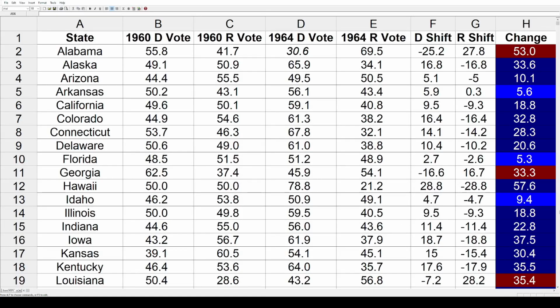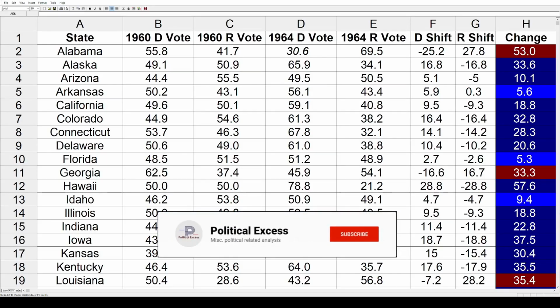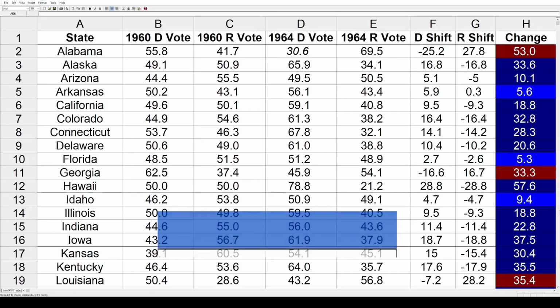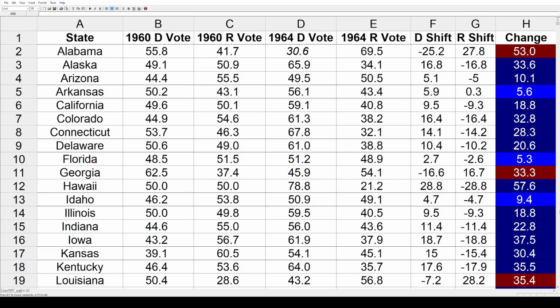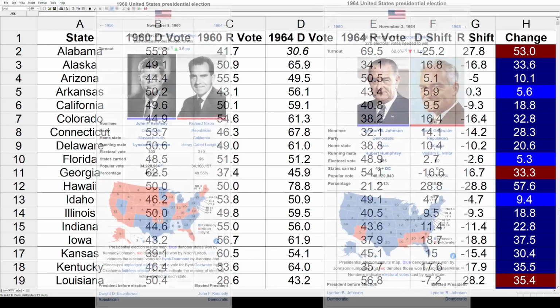Hey everyone, in this video we've got another presidential political shift. This time it's going to be 1960 to 1964. Those are two consecutive elections. A lot happening in the country at the time, pre-Kennedy and post-Kennedy. If you want to skip ahead to the map, there will be a chapter down below in the description. But let's put up some background about these two elections.